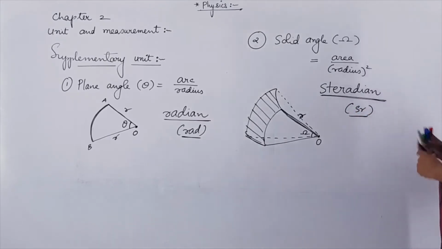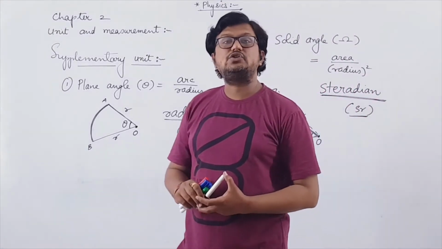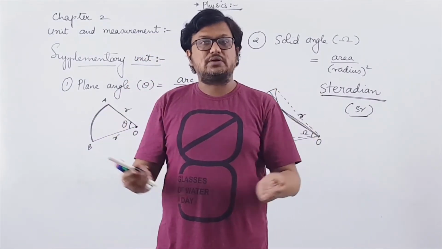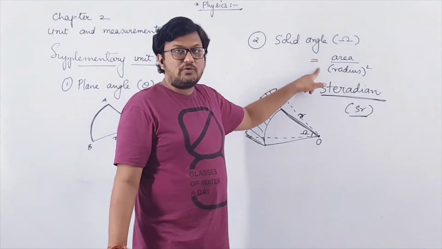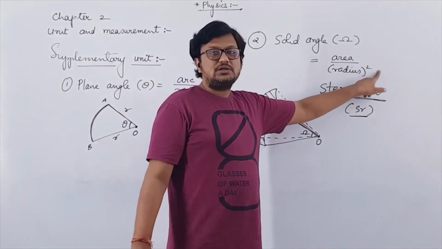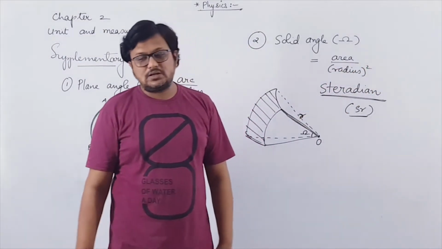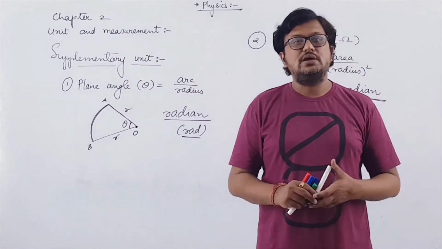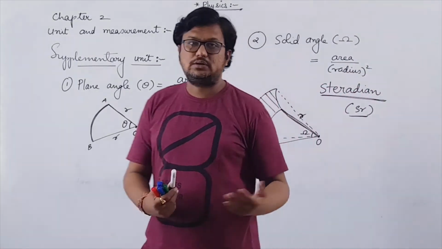Now what is solid angle? It is defined as the ratio of the intercepted area of the sphere, taken about the point O, which is the apex or the center of the sphere, to the square of the radius of the sphere. So area upon radius square. This is solid angle. The supplementary unit of solid angle is steradian, and its symbol is SR. So these are the two supplementary units given in our NCERT textbook.